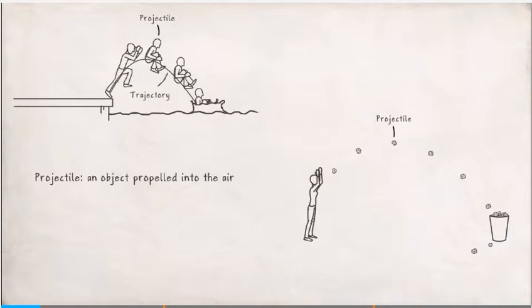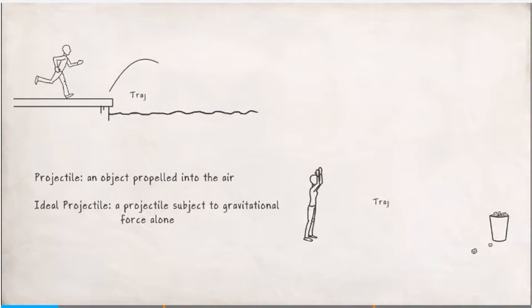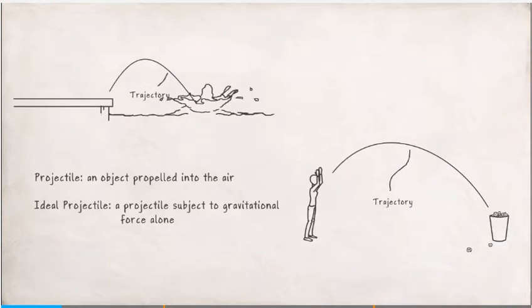The path of a projectile is called its trajectory. To further simplify things, we'll ignore air resistance and treat all of our projectiles as ideal. Ideal projectiles are subject only to gravitational force during flight. As you will see, understanding why projectiles follow curving paths requires breaking the motion into component parts.